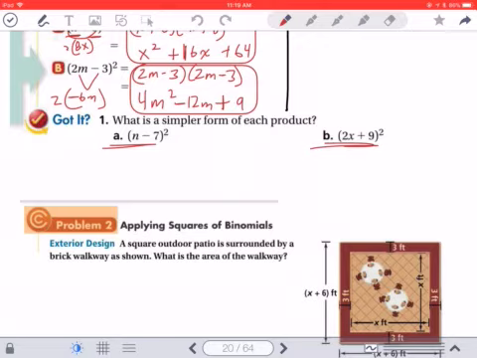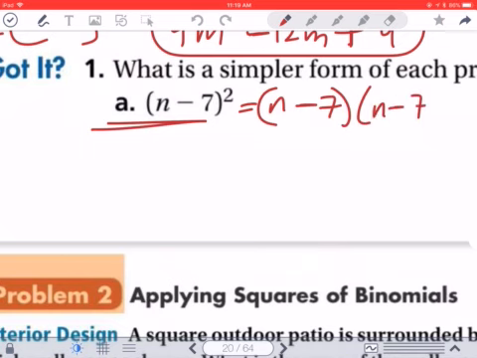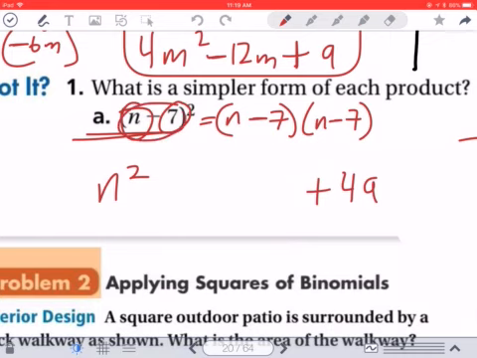All right, assuming that you've given those a go, let's figure these out. Again, we could use the box method and get the answer here, but this is a little bit shorter. I just take my first term and I square it. I take my last term and I square that. And then to get my middle term, I just multiply n times negative 7, which is negative 7n, and I double it. So I get negative 14n.